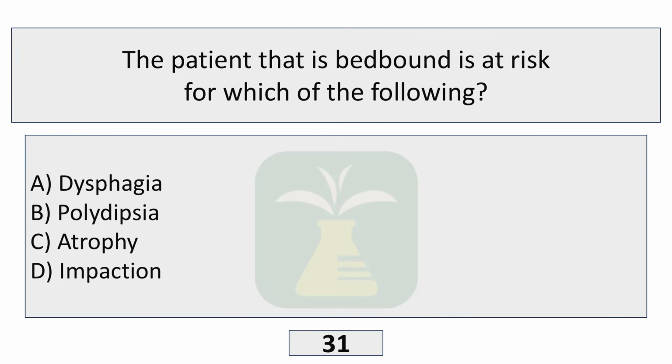The patient that is bedbound is at risk for which of the following? A. Dysphagia. B. Polydipsia. C. Atrophy. D. Impaction.